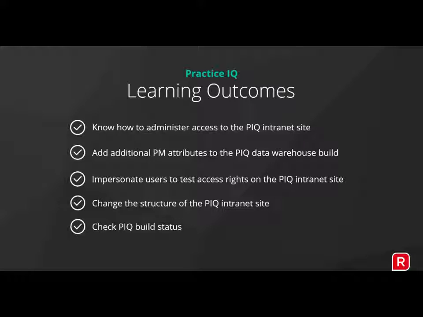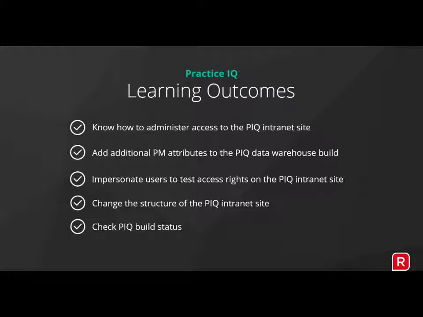So some of the outcomes we're after. Well, first of all, one outcome would be to know how to administer access rights to the intranet site and the reports held there. Know how to go and grab attributes from the PM system and bring them across into the PIQ solution for reporting. On the intranet site, the ability to impersonate a user to see what they have access to.